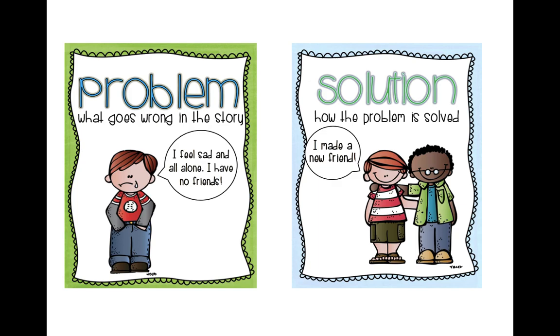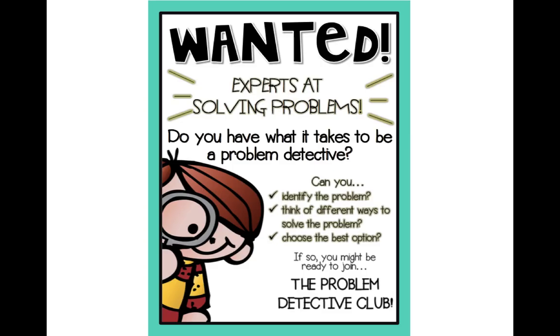If you think about the solution, then you can think, how can he fix that problem? And we see there that his problem was that he was alone, and the solution was that he made a new friend. That's how he fixed his problem. So now we're going to look at 3 passages, and we're going to see if we can find the problem and solution in each passage.